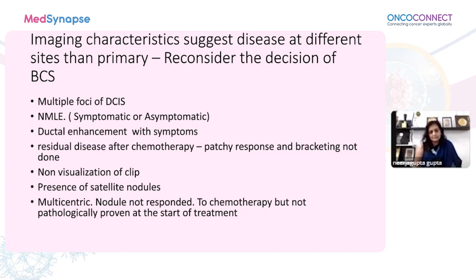Non-visualization of the clip. If you miss the clip, you can't see the clip, please don't go ahead with the conservation idea. Again, the satellite nodules seen on MRI are also a deterrent for breast conservation. Multicentricity, and nodules that have not responded to chemotherapy. Suppose you start planning a BCS, and a nodule which possibly has been overlooked, or was seen on MRI but was called BI-RADS 3, indeterminate, now disappears after chemotherapy. If it disappears after chemotherapy, go back to all the images and discuss the imaging, because if it has disappeared and responded the way the tumor has responded, then you take it as positive.